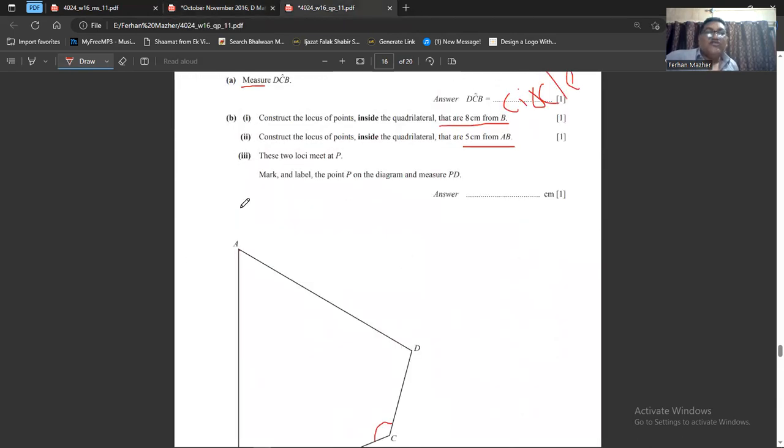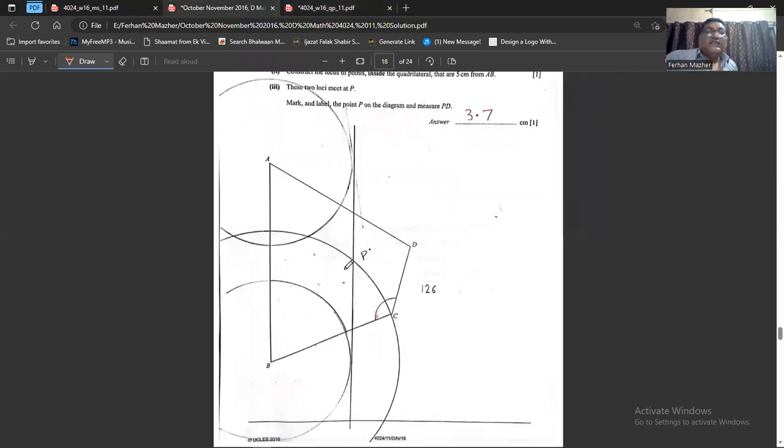Okay, then the question is, these two loci meet at the point P. Mark and label the point P on the diagram and measure the PD. So where these two loci met each other, that is the point P. I marked it P. And then they say measure the length PD.